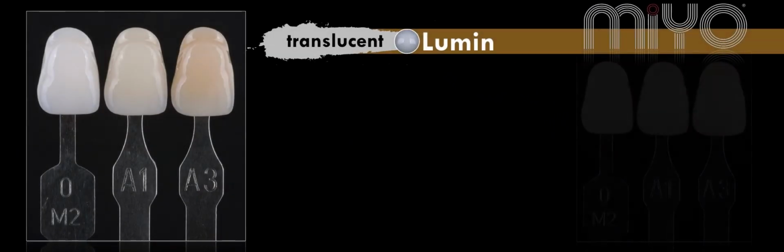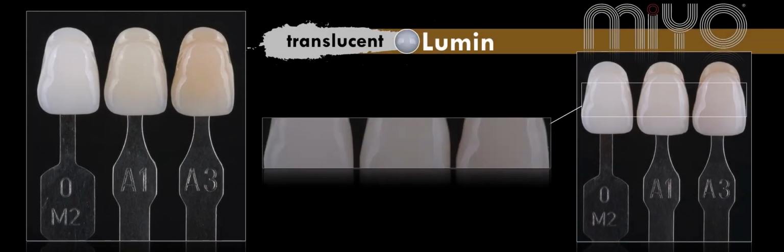So we all know going darker in color is pretty common in our everyday practice in our labs. But how about going brighter in value? Now we really have a solution in just a bottle. And here is translucent lumen. So going brighter is something that's always escaped us.